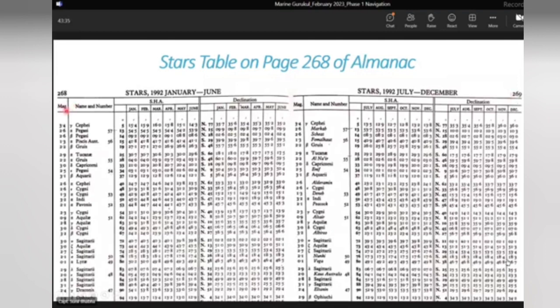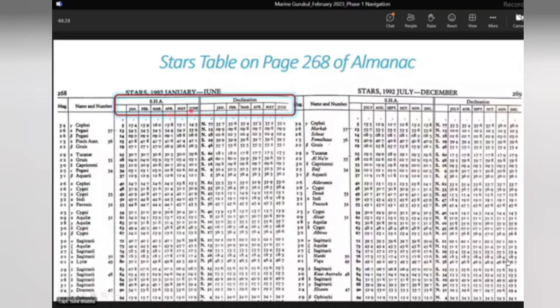Now this table gives us the required information about the stars. The first column which you see gives us the magnitude number of each of the stars. The second column gives us the name and number of the star. After this, the next column of the table gives us the SHA and declination of the stars from January to June. For the first 6 months of the year, the SHA and declination is given on the left hand side page.